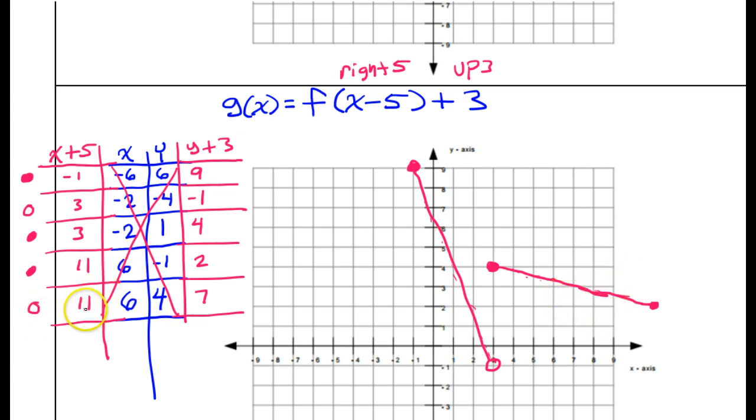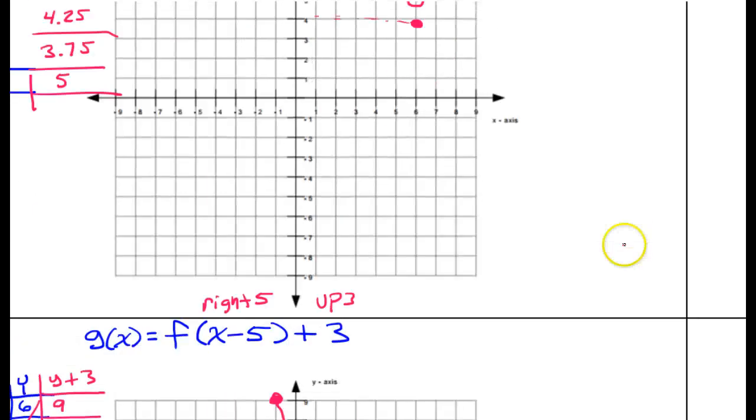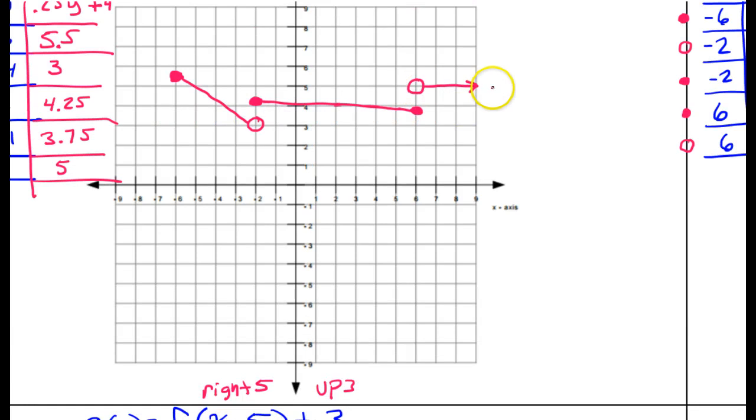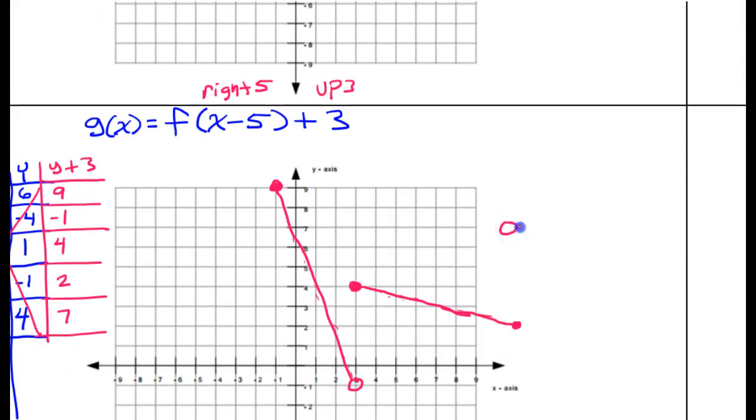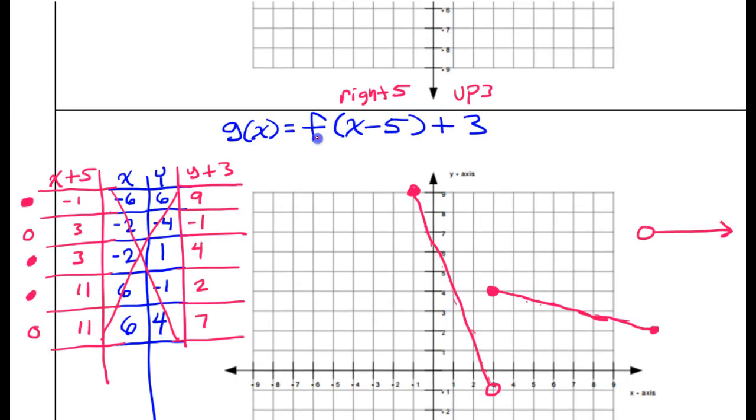And then the final key value is at 11 comma 7. So that's going to be about here. This one is an open circle. And we have seen that this is always an arrow just going to the right. So this will be just a horizontal line going to the right. Okay, so that is how you would do this transformation of the piecewise function.